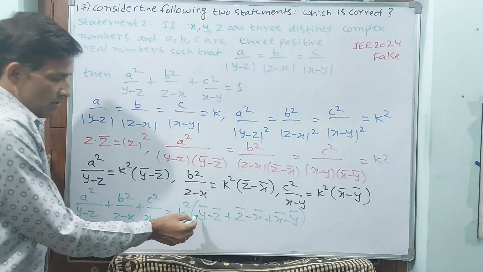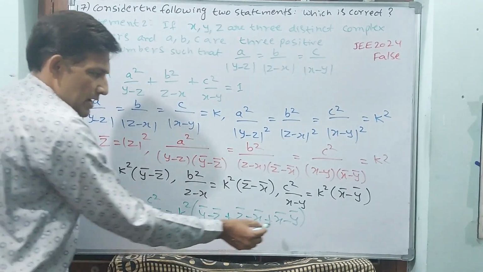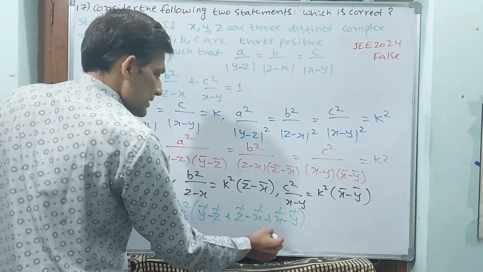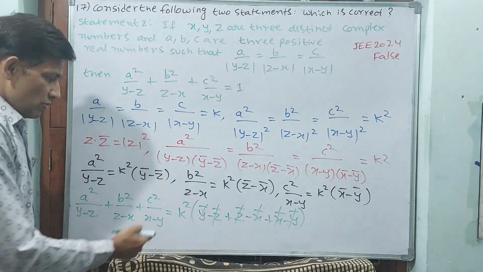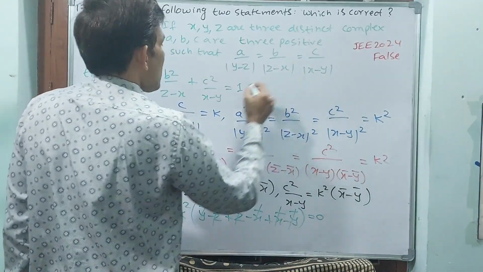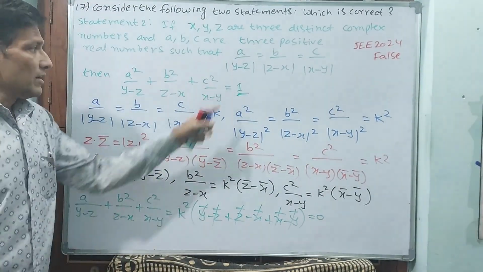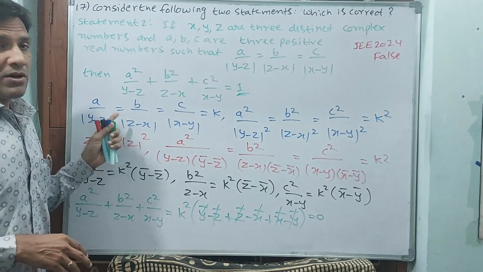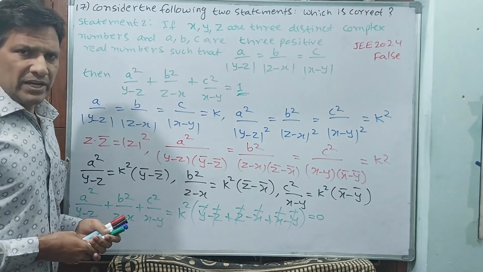Now you tell me, plus conjugate y minus conjugate y is going to get cancelled out, minus z plus z, minus x plus x, this is going to become 0. 0 into something is 0. That means the RHS is going to become 0, not 1. If 1 is there rather than 0, this statement is wrong, false. Let us go for the next question.